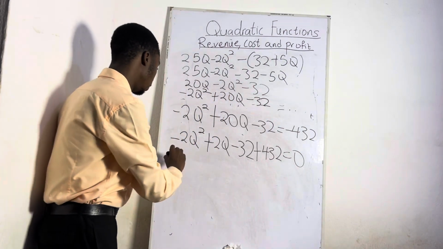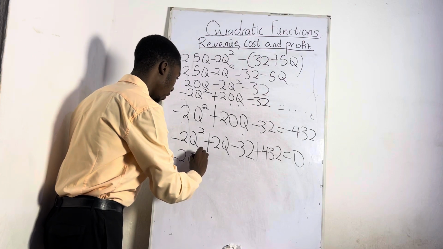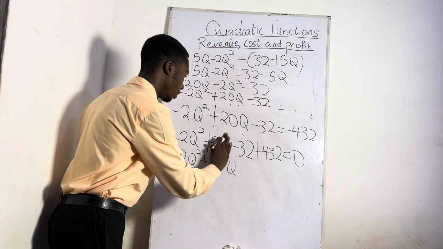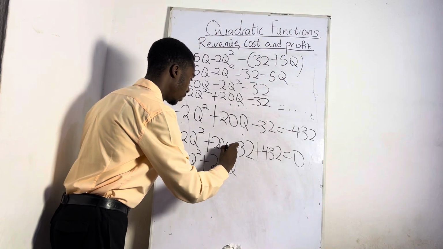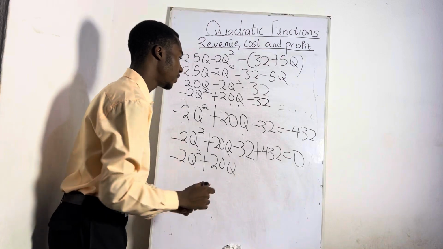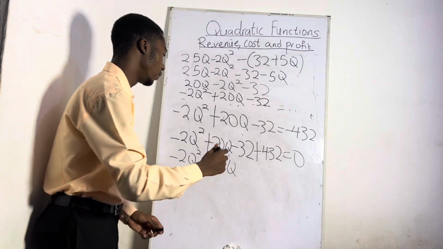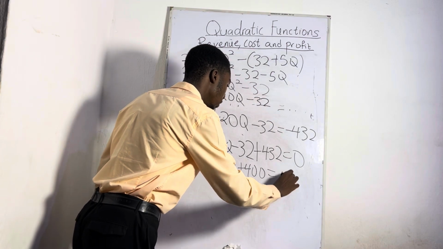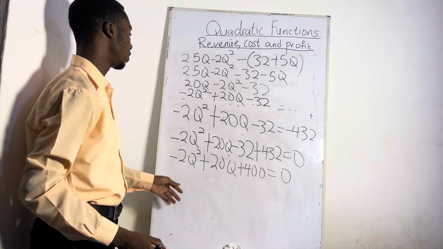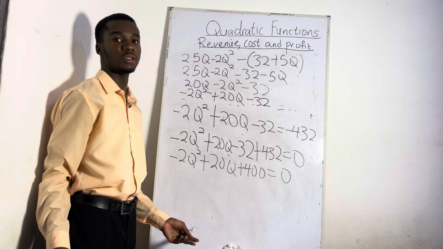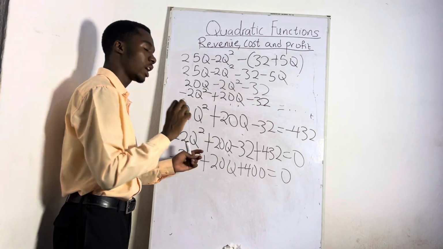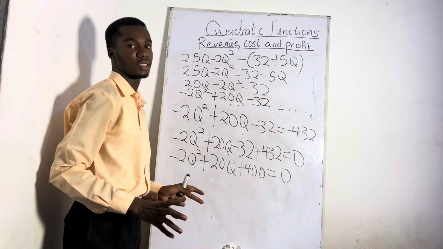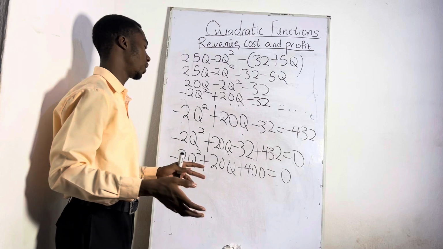You get it? So we have negative 2k squared plus 20k, then negative 32 plus 432 will give you 400. So plus 400 is equal to 0. You get it? So this is what you are getting. This side, you just punch on the calculator. Every time they give you a question like this, try and rearrange it so that it becomes KO squared, then KO, then the constant. You get it? That's how you can solve it. You can't solve it without rearranging it.